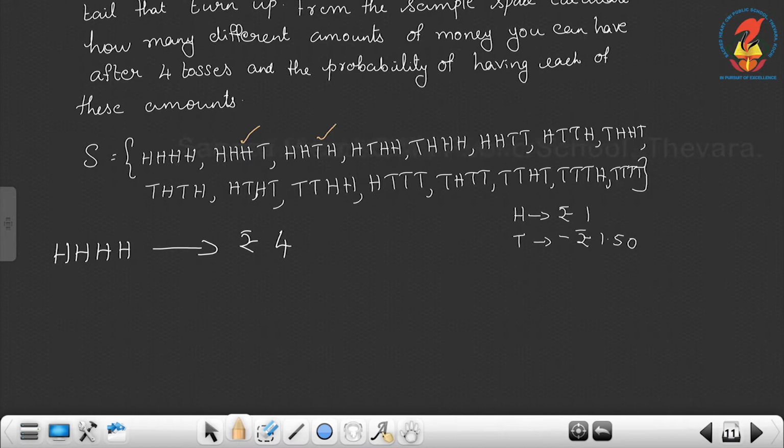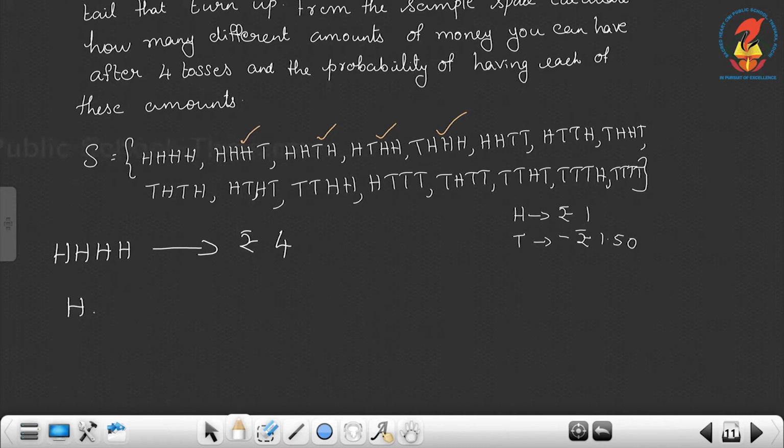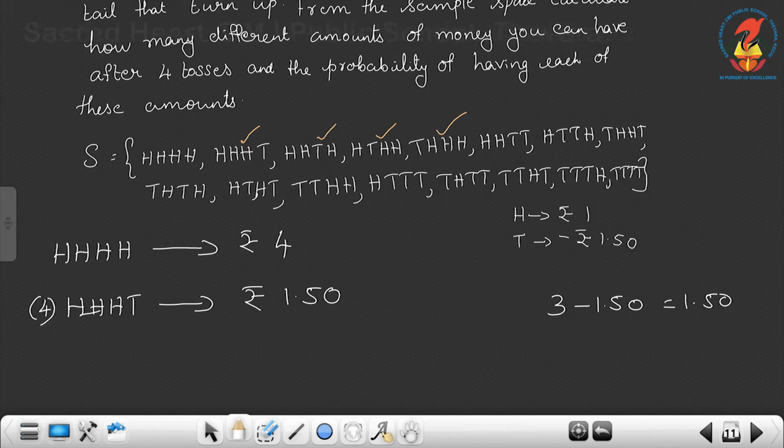Triple HT, here also triple HT, triple HT, triple HT. 4 are there. For triple HT, how much rupees? I am writing just the first outcome, triple HT. So for 3H, 3 rupees. Then from 3 rupees, we have to subtract 1.50. That is equal to 1.50. So for triple H and 1T, rupees 1.50. Positive only? Positive. So like this, how many outcomes? 4 outcomes are there. Okay.